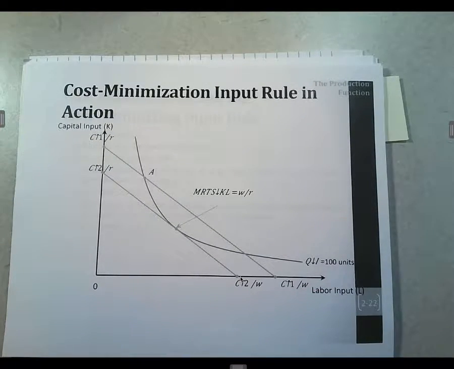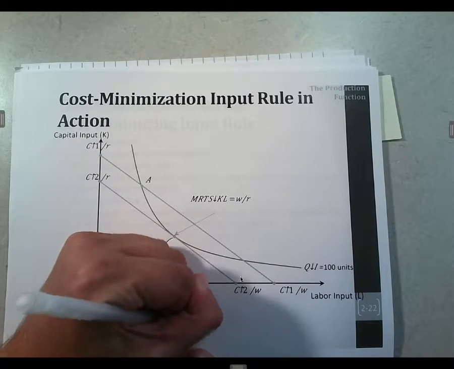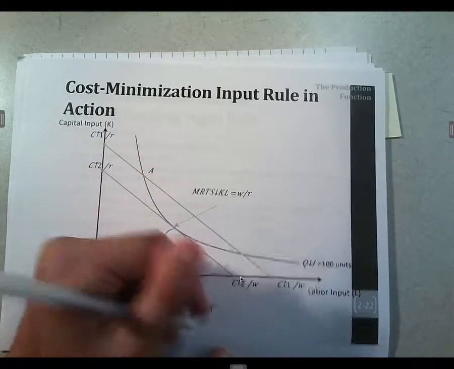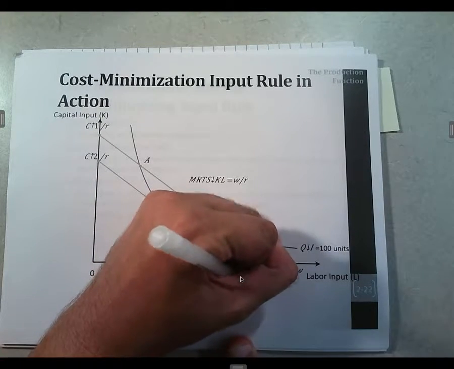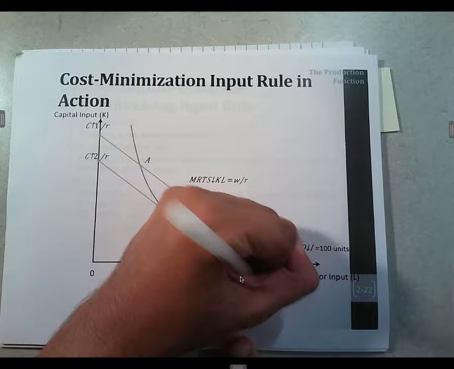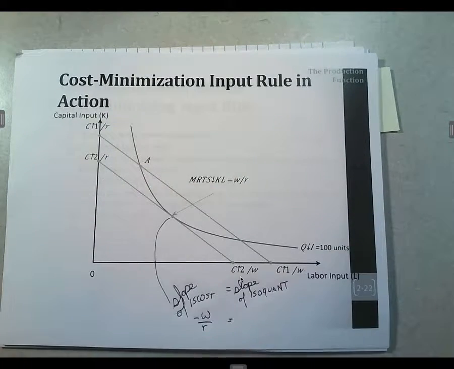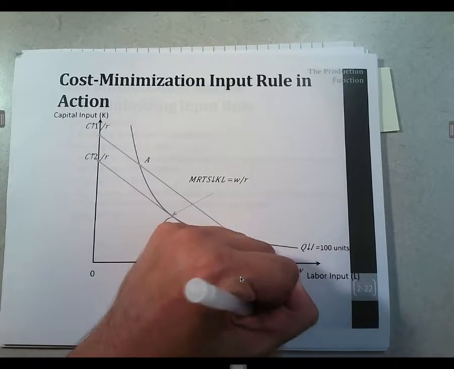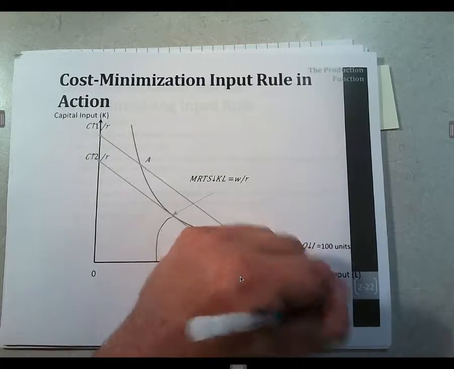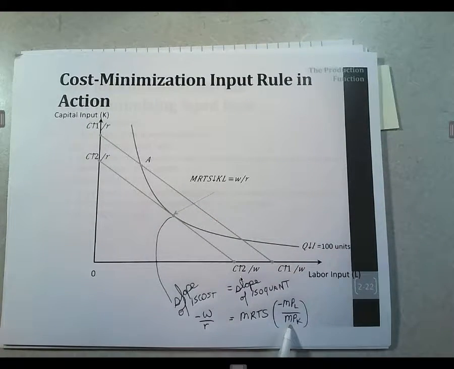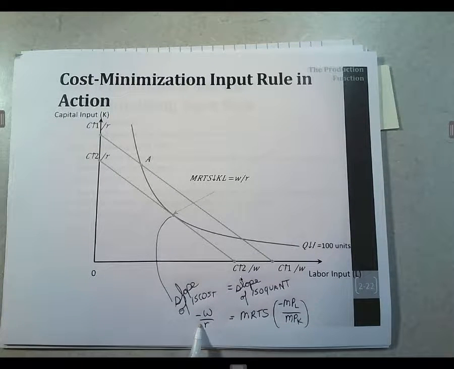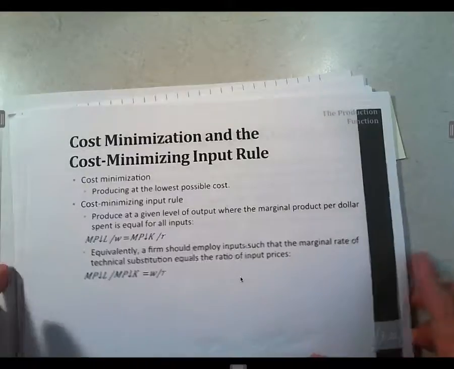Now we've got our optimal point. Our optimal point where the slope of the ISO cost, which is W over R, is equal to the slope of the ISO quant, which is the marginal rate of technical substitution, which is the marginal productivity of my labor inputs over the marginal productivity of my capital units, being equal to the slope of the ISO cost. Okay.